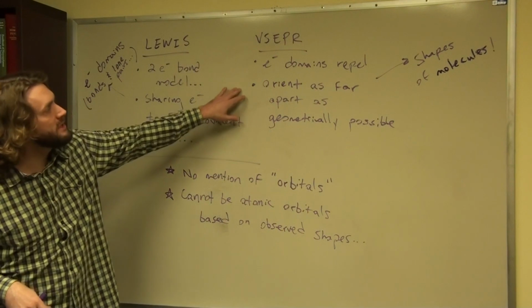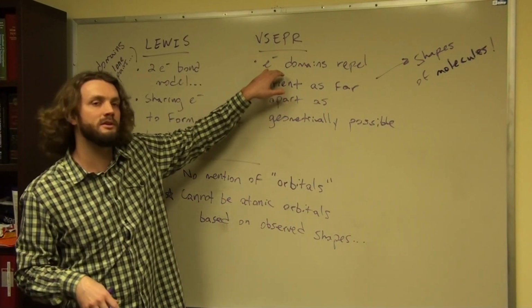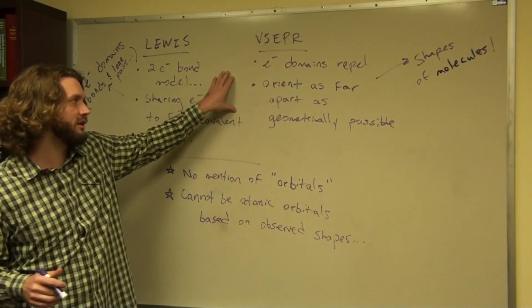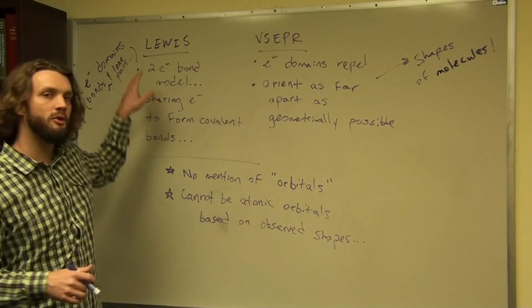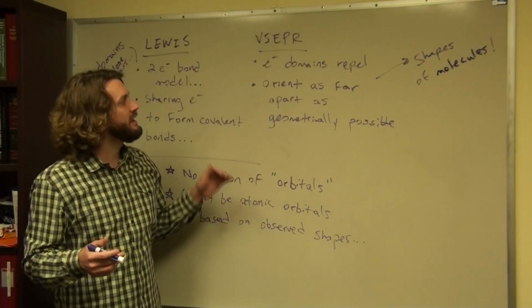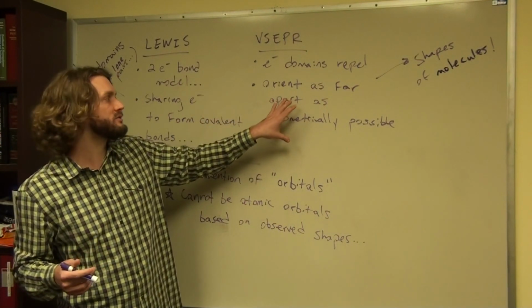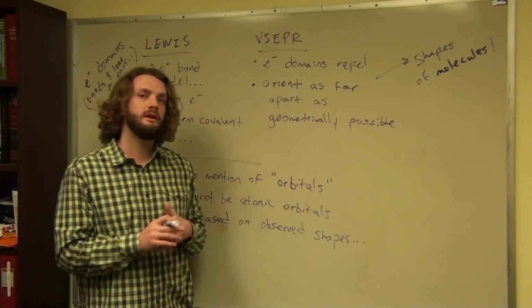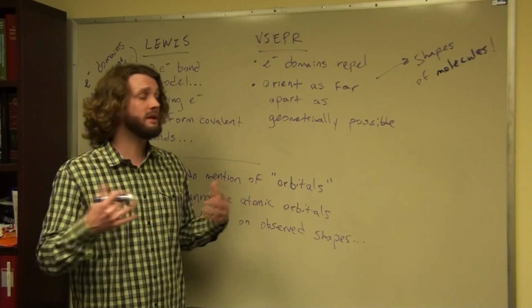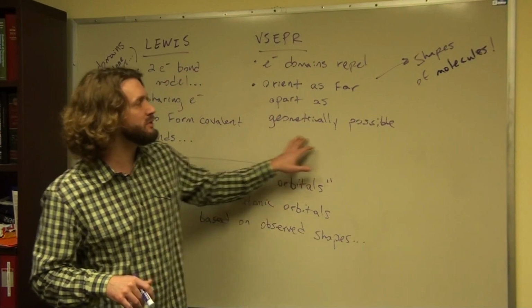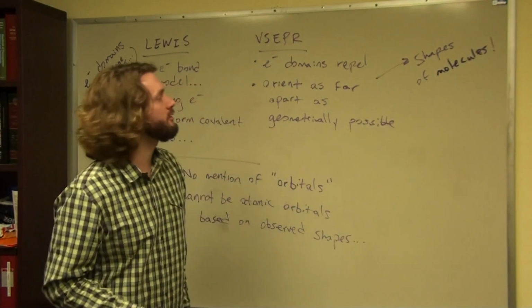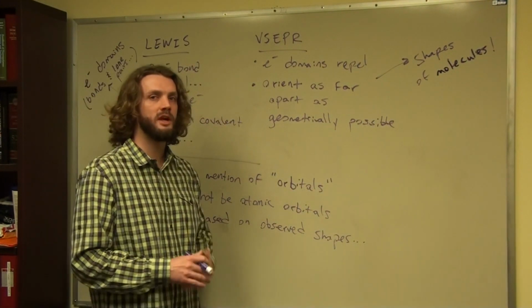And so in VSEPR, we know that it's just based on repulsions of like-charged things. So we know electrons are negatively charged. Those bonding and lone pair domains repel, and that's going to cause them to orient as far apart as they can geometrically get. There are only so many shape options that we cover in the general chemistry curriculum, but that's what's giving us the shapes of molecules. And it's a pretty useful model for quickly predicting the shape.